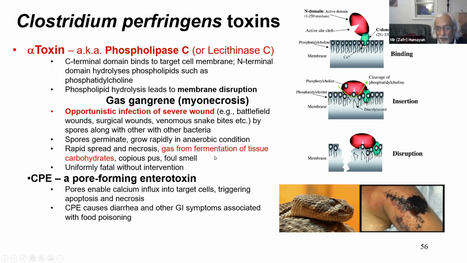The gas is formed because anaerobic bacteria are fermenters. They can only extract energy by fermentation, by fermenting tissue carbohydrates, and they form abscesses. That means a lot of pus, and they produce foul-smelling gas, and a black pigmentation. Usually, gas gangrene is very bad news. Gas gangrene is usually fatal.